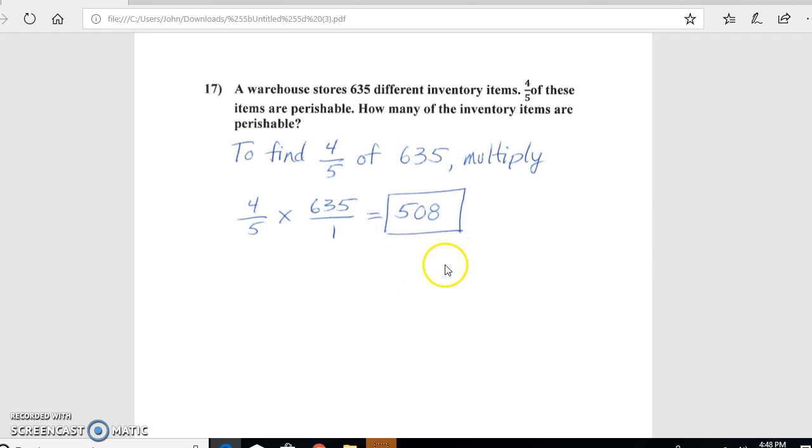get 508. So 508 of the 635 items are perishable, and that is 4/5, 4 out of every 5 of those items. And we just want to remember to take a look at the answer. When we get done, make sure that the answer makes sense, and 508 out of 635, that does make sense.